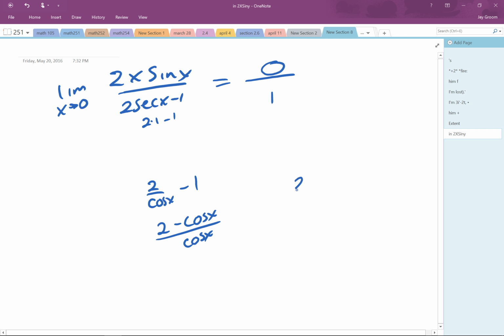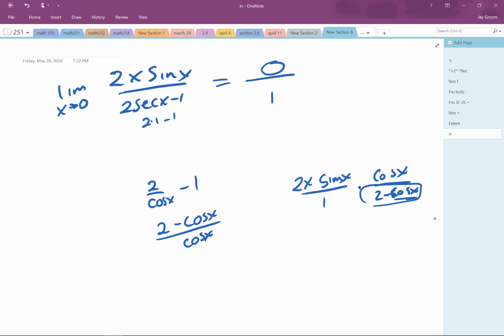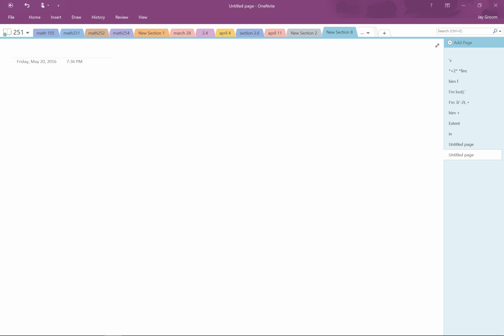And so then I could really do this. 2x sine x, that's on top, over 1 times cosine x times 2 minus cosine x, rather. Point is, the denominator, the biggest cosine can ever be is what? Well, 1. And 2 minus 1 is 1. So this thing will never be 0 in the denominator, so it's never going to give us a problem, to be honest with you. And so that's kind of cool.